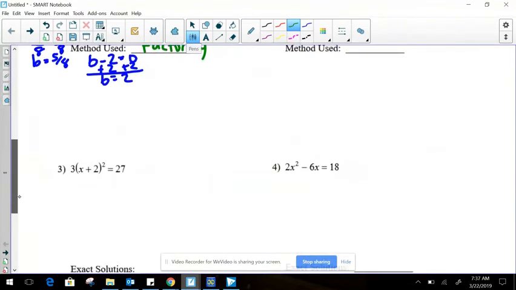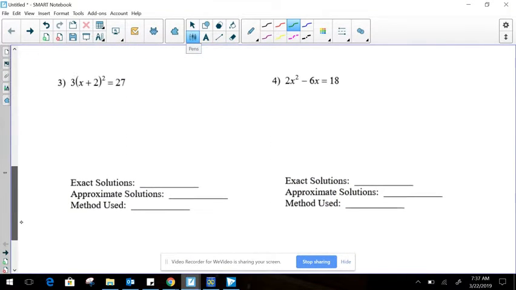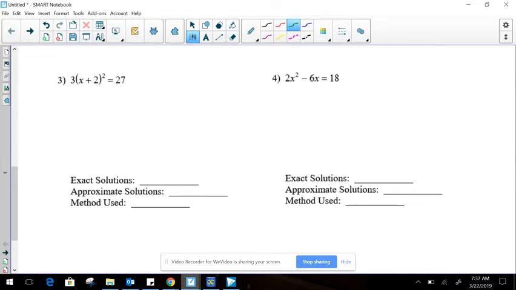All right. Number 3, let's look at this one. This one looks kind of weird. When we first saw this problem, some of you said, let's box it out. We don't want to box it. It's already in nice factored form. When I have these parentheses and just x squared, this is telling me I'm going to use my square root method.